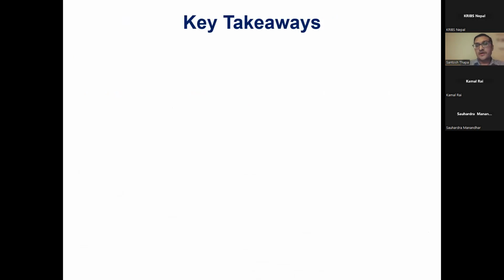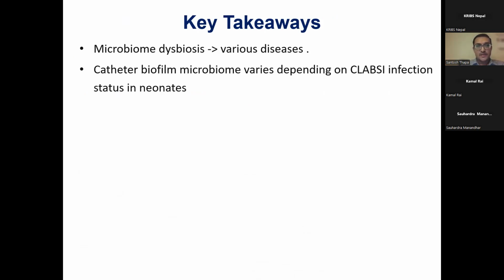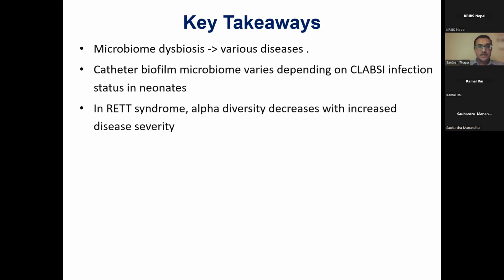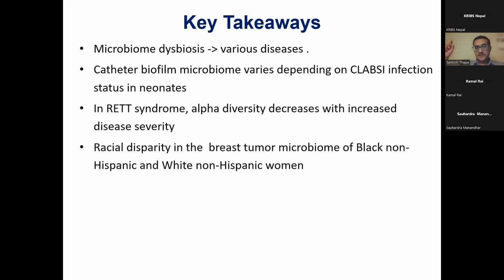So the key takeaways from my talk today are that microbiome dysbiosis has been implicated in various disease types. As I showed in one of these studies, the catheter biofilm microbiome varies depending on infection status in neonates, suggesting that the microbiome can differentiate between healthy versus disease status. In Rett syndrome, the study showed that alpha diversity decreases with increased disease severity. Likewise, there is a racial disparity in the breast tumor microbiome of the US population.